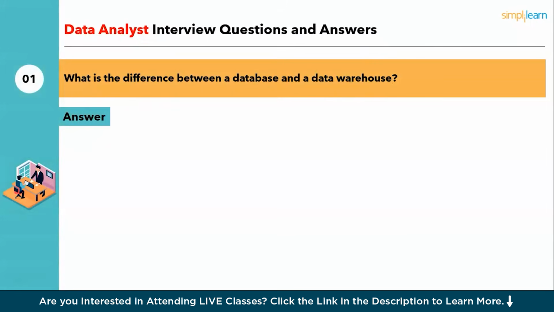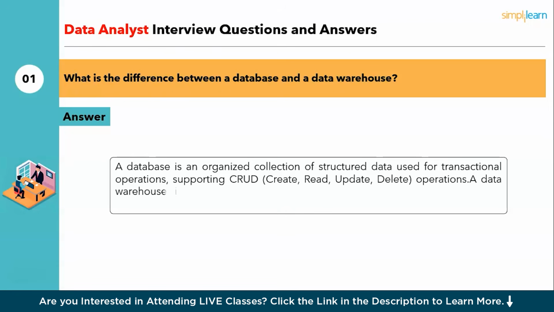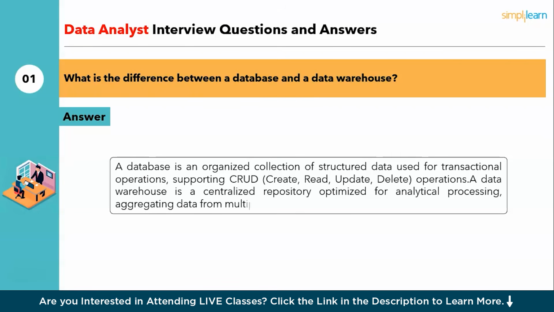What is the difference between a database and a data warehouse? So, the answer for this question is as follows. A database is an organized collection of structured data used for transactional operations supporting CRUD, which is create, read, update, and delete operations. And on the other hand, a data warehouse is a centralized repository optimized for data analytics processing, aggregating data from multiple sources for reporting and decision making.